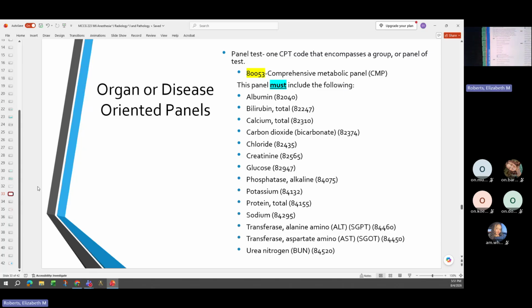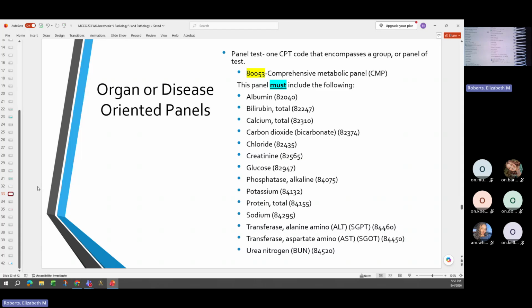There we go. Okay, so a panel is a group of codes, right? It is a group of CPT laboratory codes or analyses that are all performed at the same time. So like 80047, which one? 80053. Now we're looking at 80053 on page 602. So 80053 is a comprehensive metabolic panel.